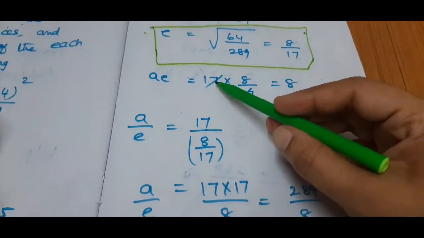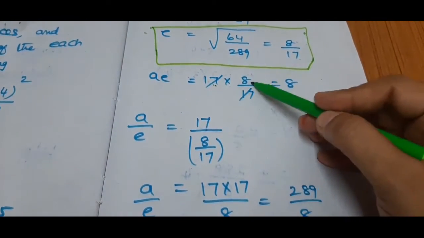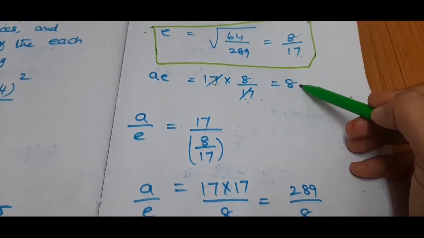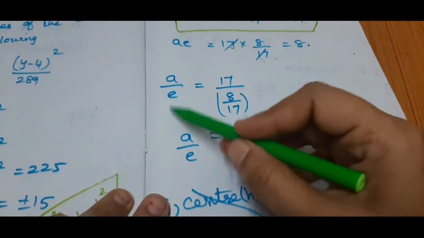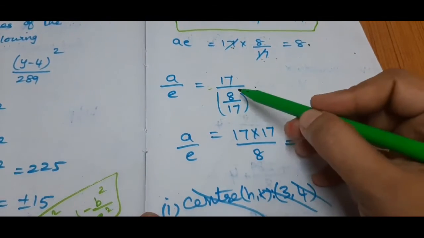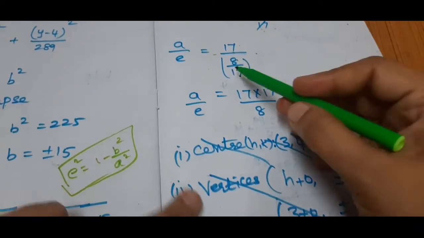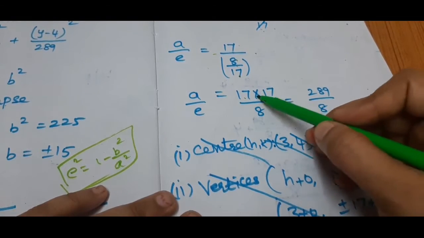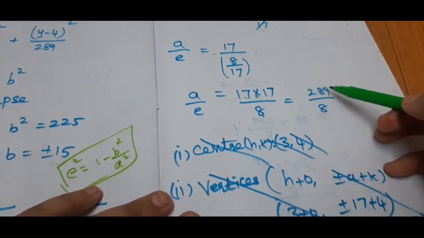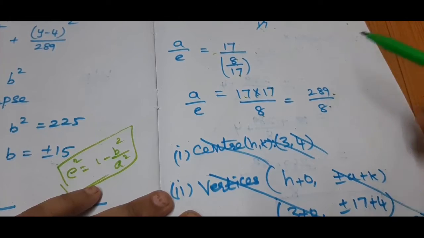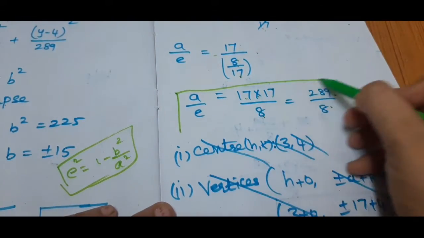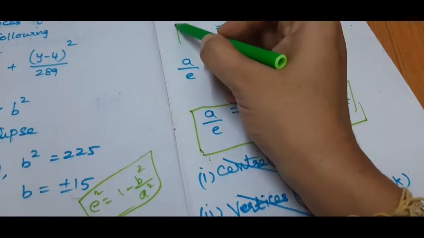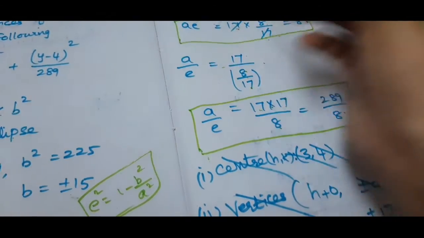Now ae: a is 17 and e is 8 by 17. So 17 and 17 will be cancelled, and the value of ae will be 8. Then a by e is equal to 17 divided by 8 by 17. So I can take the denominator fraction as a reciprocal: 17 into 17 by 8. 17 17s are 289, so a by e is 289 by 8.